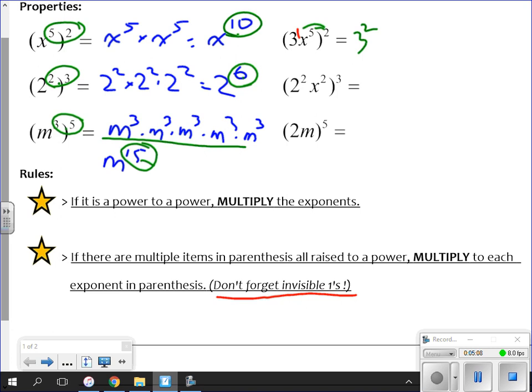And then I do the same thing on the x's. X to the 5th squared, I multiply those two, 5 times 2, x to the 10th. Each exponent is multiplied by the power that's outside. So how do you get 3 to the second? Normally, what do we have here that's not written? We have an exponent of 1, right? Every power that's inside gets multiplied by the one outside.